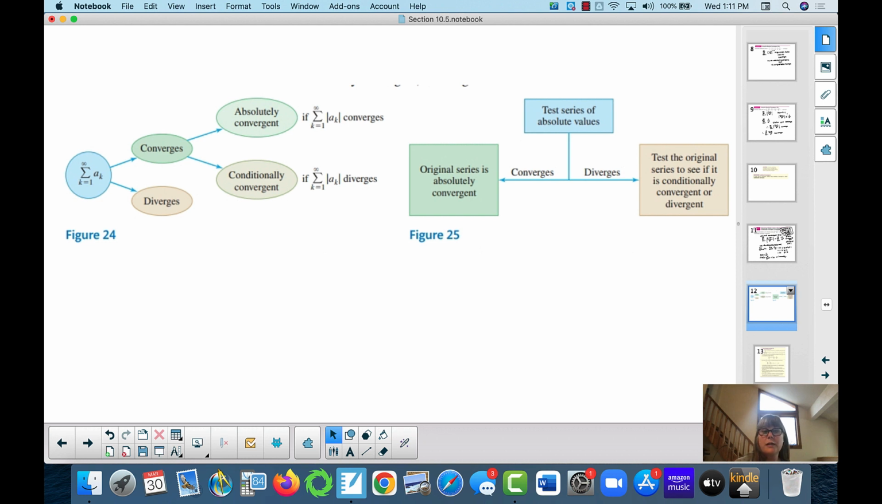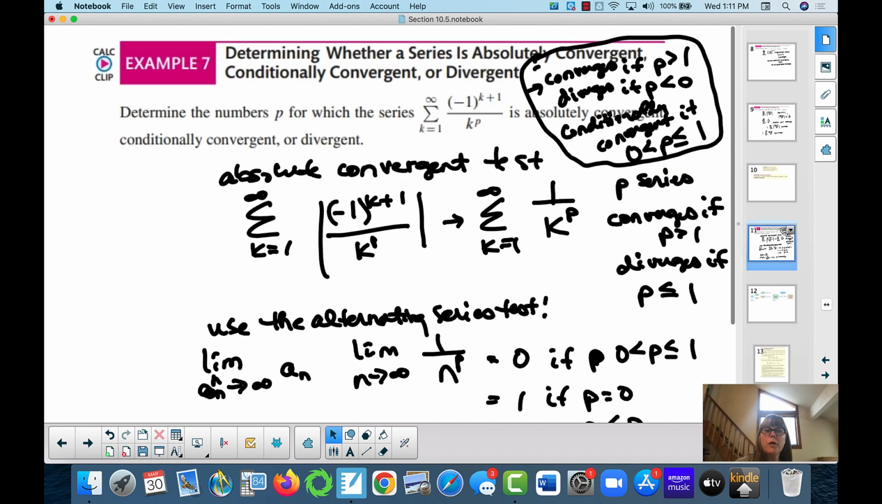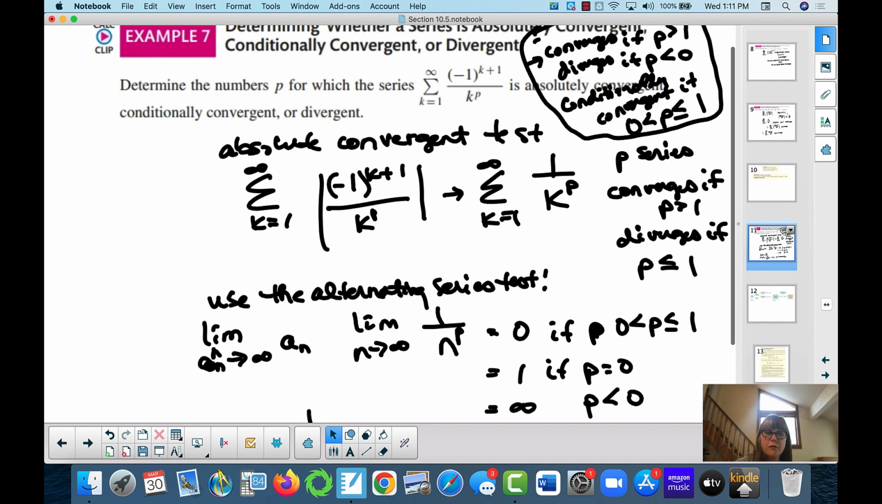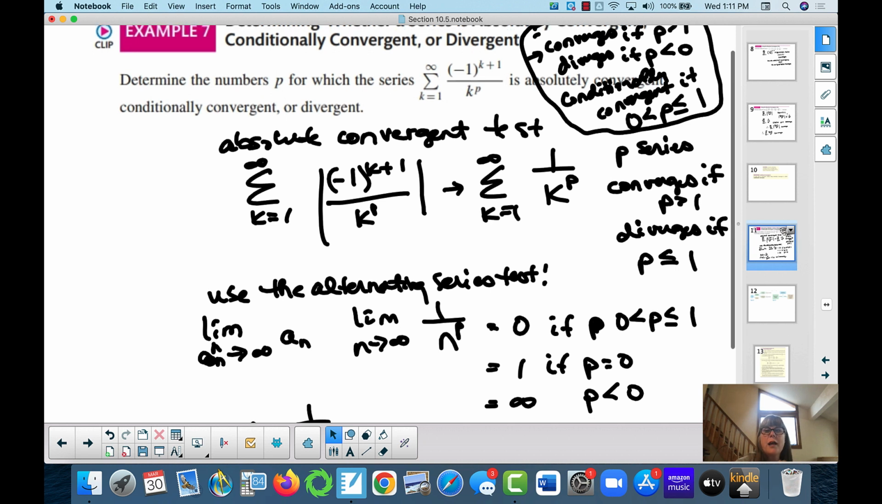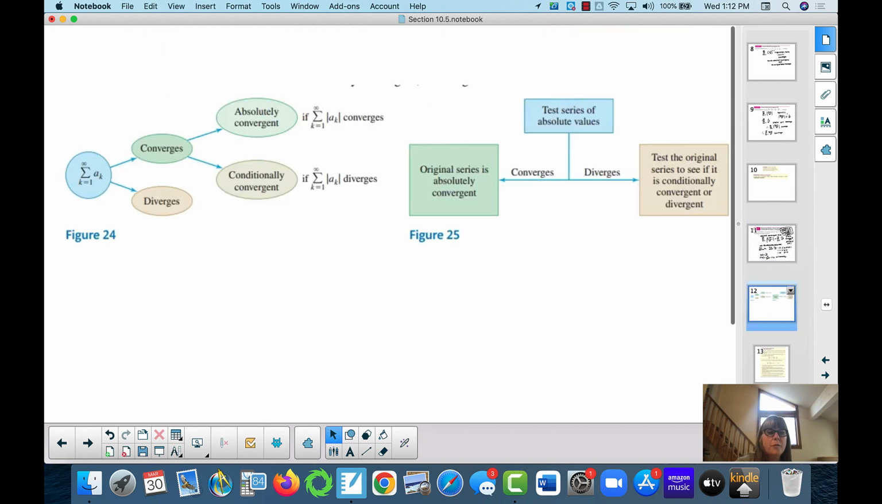So that's what we did. We did the absolute convergence test for p greater than 1. But since we knew that if it was less than or equal to 1, it wasn't absolutely convergent, we had to see if it was convergent in that area. And it was only between 0 and 1, so it was conditionally convergent. And because it didn't converge at all, it was divergent. If it was 0, then we went straight to here.